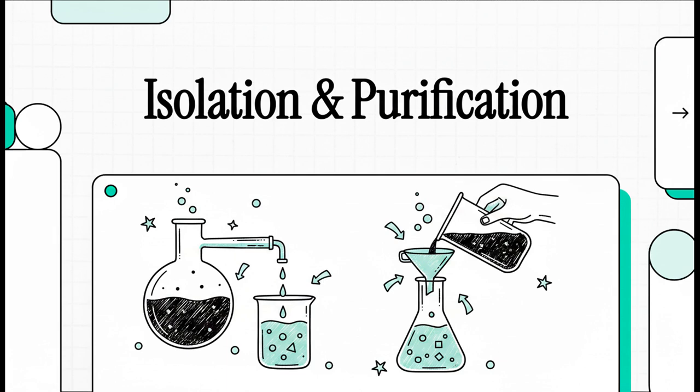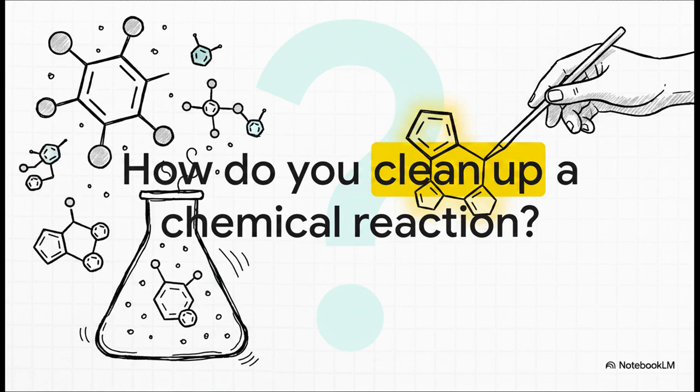Let's dive right in. So, picture this. You've just run your reaction. You're hoping to get one specific pure product, but what you really have is, well, a messy mixture. This is the main problem we're going to solve today. Organic reactions are kind of famous for creating not just the compound you want, but also leftover starting materials, unwanted side products, and of course, the solvent it's all floating around in. We need a way to fish our prize molecule out of that chemical soup.